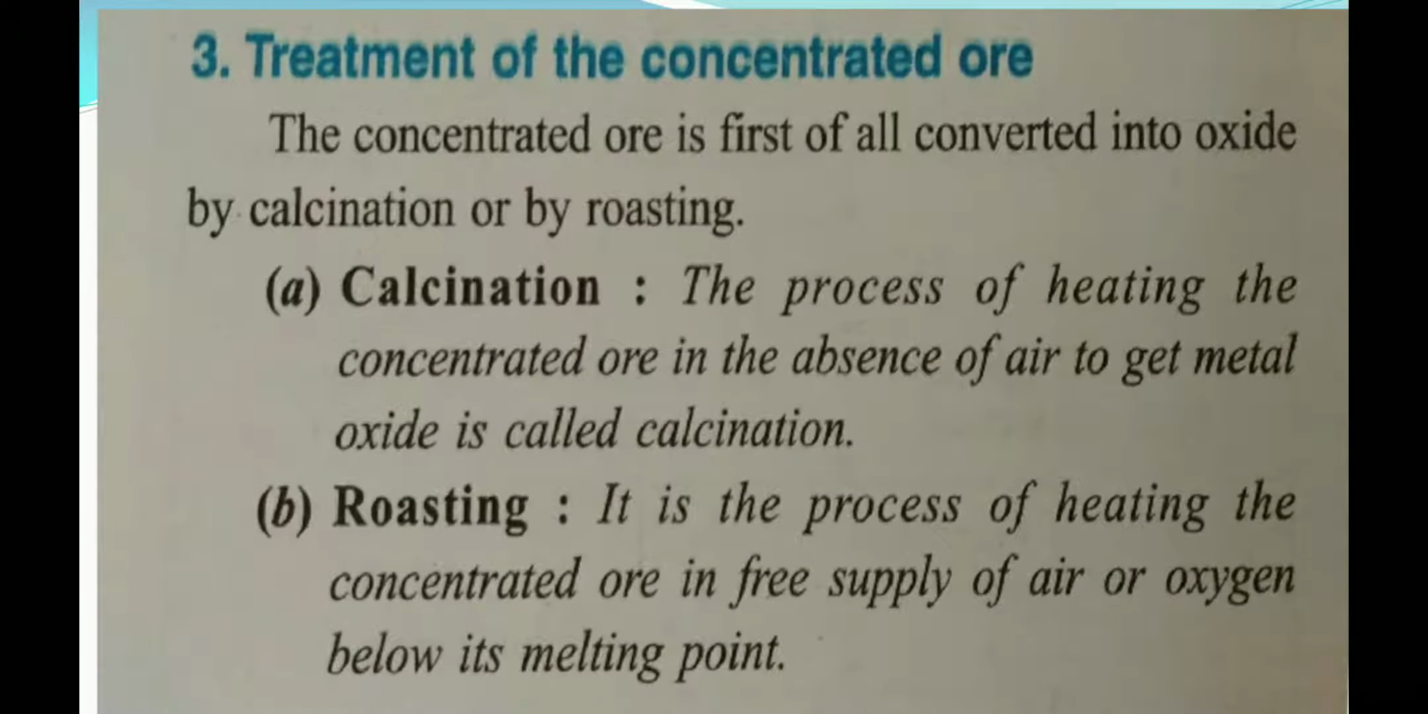Treatment of the concentrated ore. The concentrated ore is first of all converted into oxide by calcination or by roasting. Calcination: the process of heating the concentrated ore in the absence of air to get metal oxide is called calcination. Roasting: it is the process of heating the concentrated ore in a free supply of air or oxygen below its melting point.